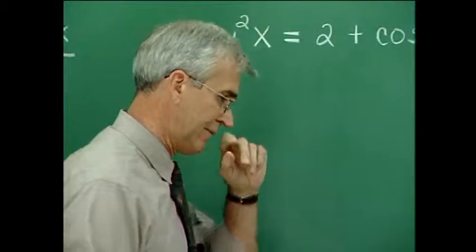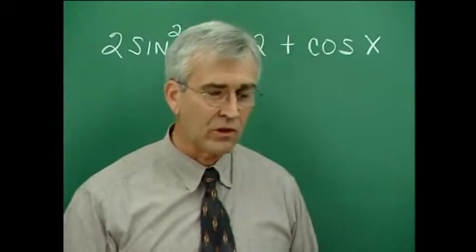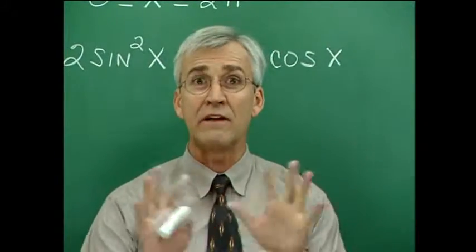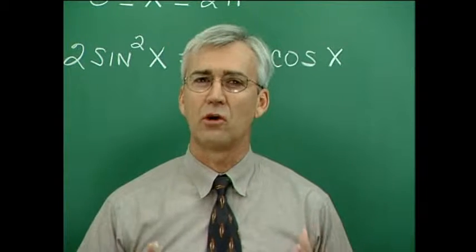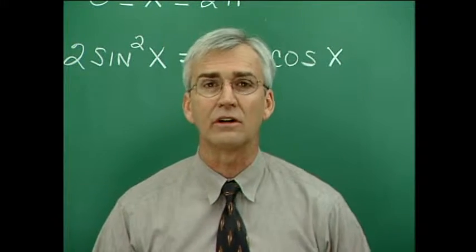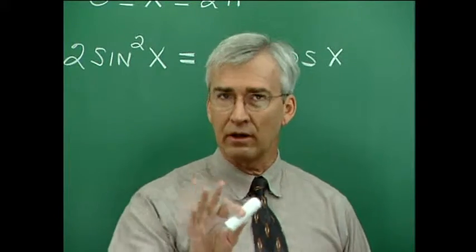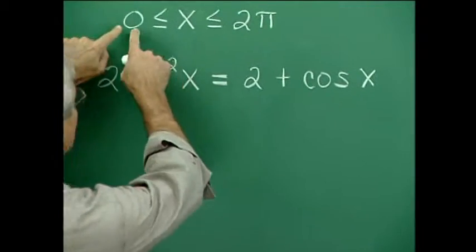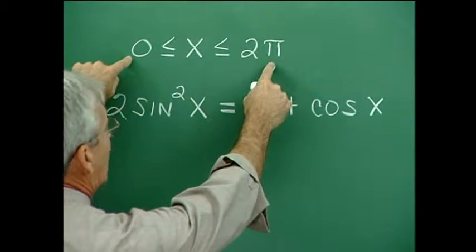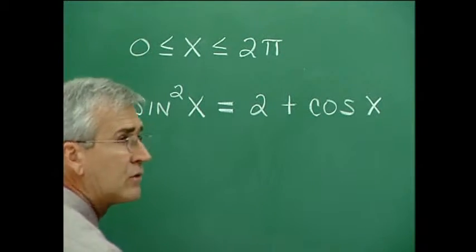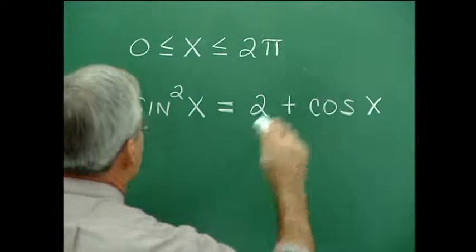To take out the challenge of listing this infinitude of answers, let's limit the domain here, make things a little bit easier as we come to the answer part of our problems. The domain is limited here to 0 to 2 pi, one complete cycle of the sine and cosine curves. All right, now let's consider this problem.